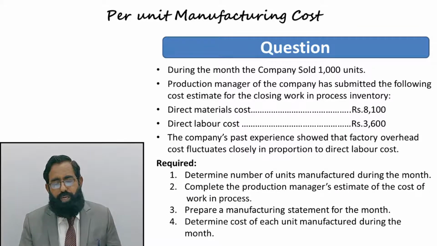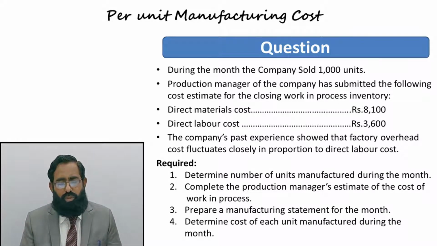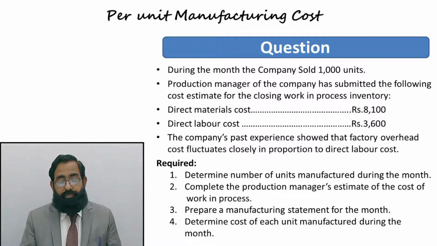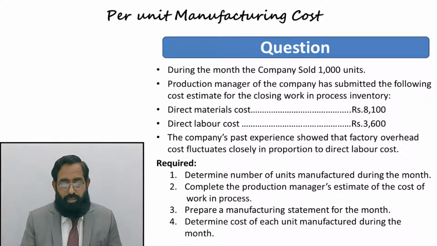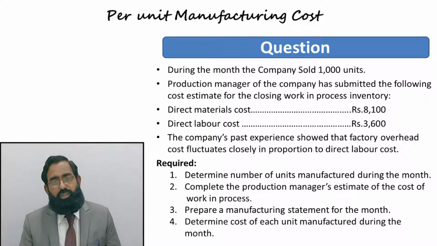The company's past experience showed that factory overhead cost fluctuates closely in proportion to direct labor cost. This is the key point which will be helpful for completing the production manager's estimate regarding closing work in process inventory. The company's past experience showed that factory overhead cost fluctuates closely in proportion to direct labor cost. Okay. The requirement number 1 is to determine the number of units manufactured during the month.